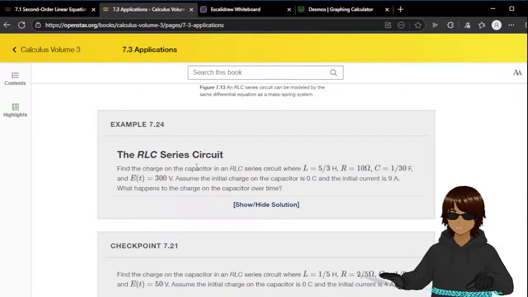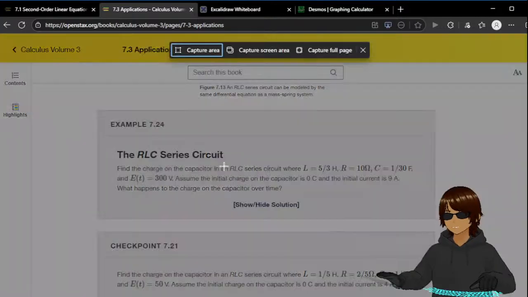Find the charge on the capacitor in an RLC series circuit where L is this, R is this, C is this, and E is this. Assume the initial charge on the capacitor is 0 and the initial current is 9 amps. What happens to the charge on the capacitor over time?